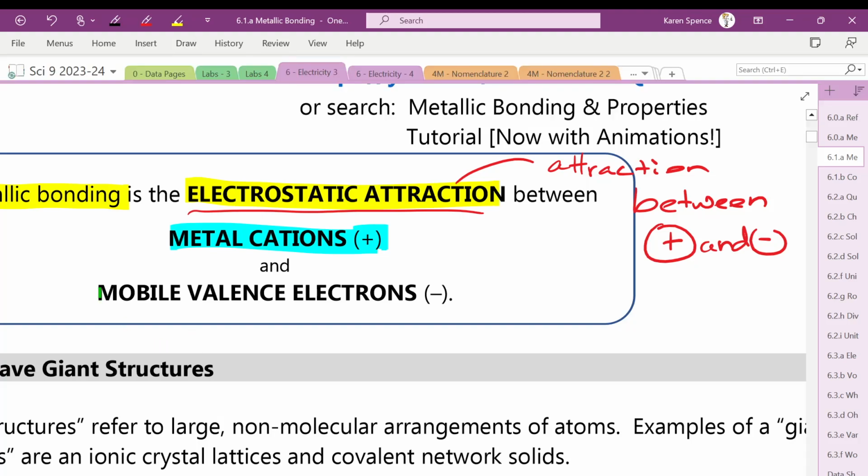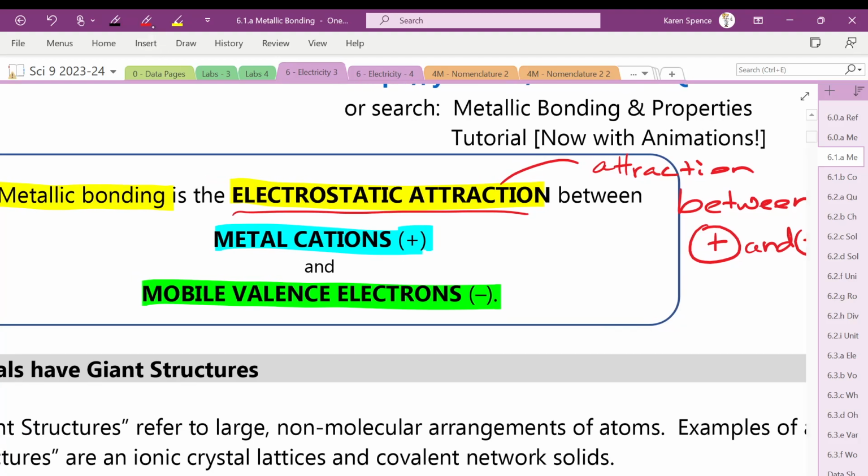Ooh, there's another good word. Do you guys know what the word mobile means? Mobile. It means moving. So your mobile phone is called a mobile phone because it can move with you, as opposed to a landline, which is stuck in place. Yes? So they are moving, they are mobile.